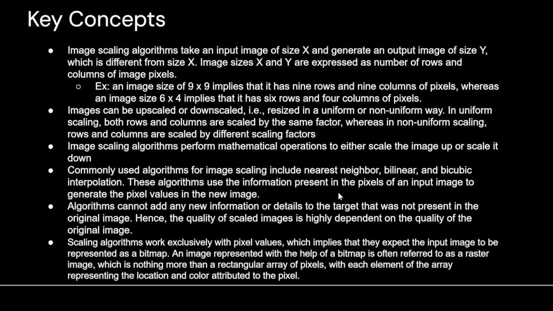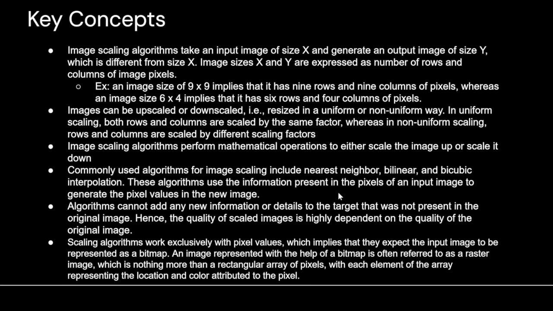Image scaling algorithms take an input image of size x and generate an output image of size y, which is different from size x. Image sizes x and y are expressed as the number of rows and columns of image pixels. For example, an image size of 9 by 9 implies that it has 9 rows and 9 columns of pixels.